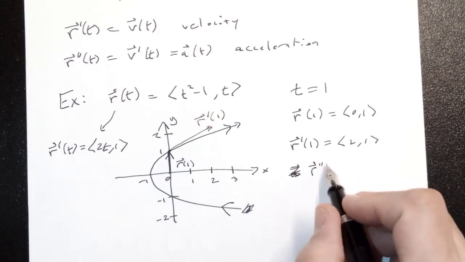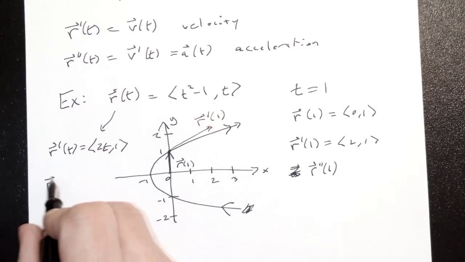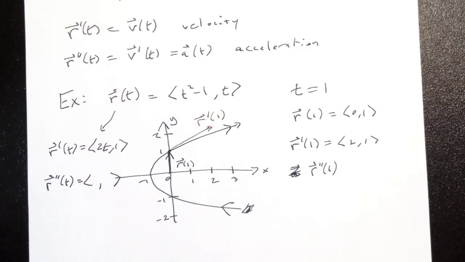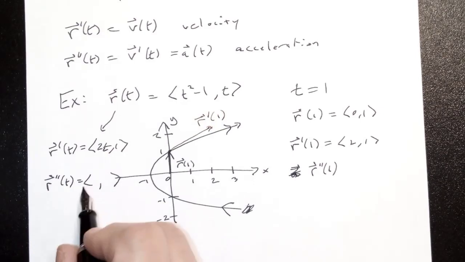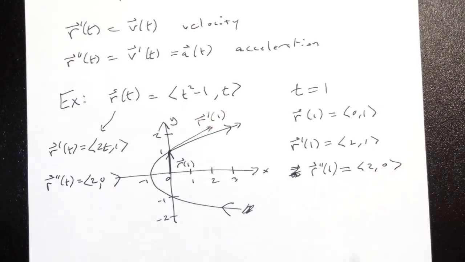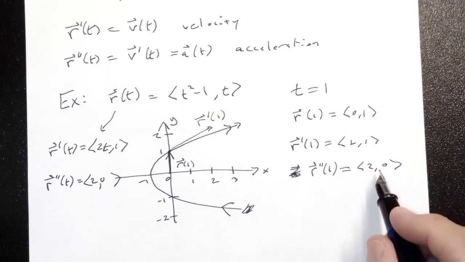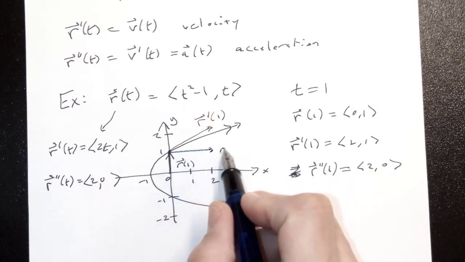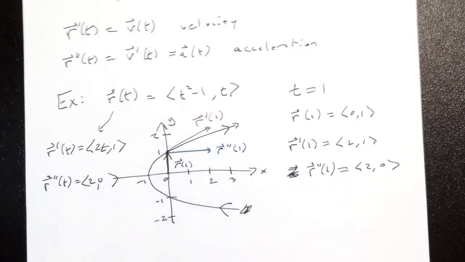So r double prime of 1, I need r double prime of t over here. Right. 2, 0. So it doesn't matter what you plug in, you get 2, 0. That's a constant. Now again, I'm going to draw this vector with its origin at our point. But since that vector is horizontal, there is r double prime of 1.